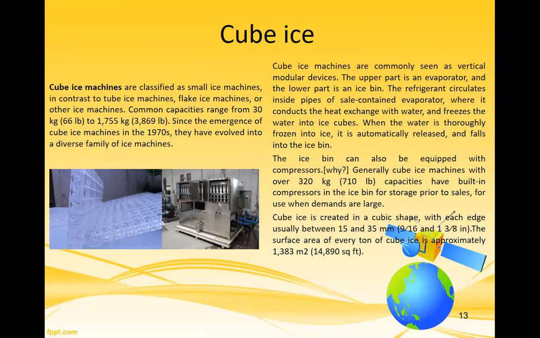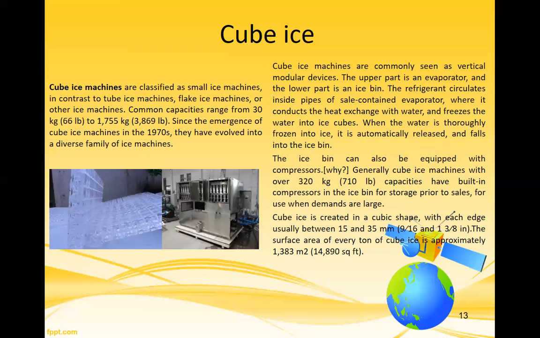Cube ice machines are commonly seen as vertical modular models. The upper part is an evaporator and the lower part is an ice bin. The refrigerant circulates inside pipes of a self-contained evaporator, where it conducts the heat exchange with water and presses the water into the ice tube. When the water is thoroughly frozen into ice, it automatically releases and falls into the ice bin.